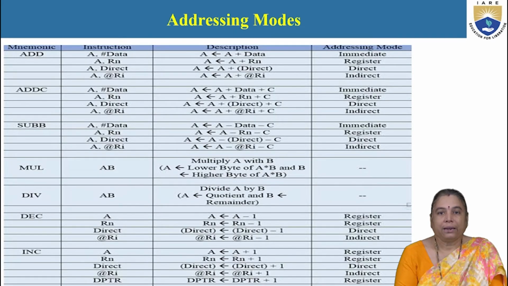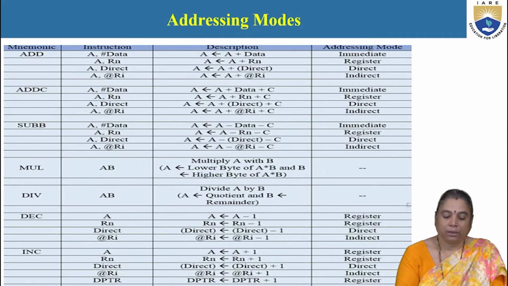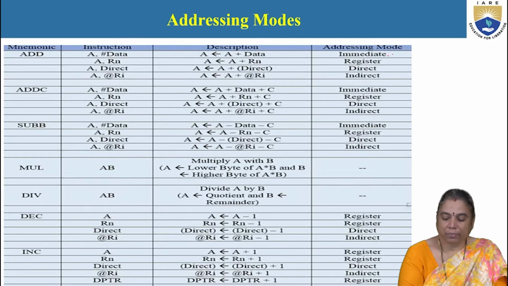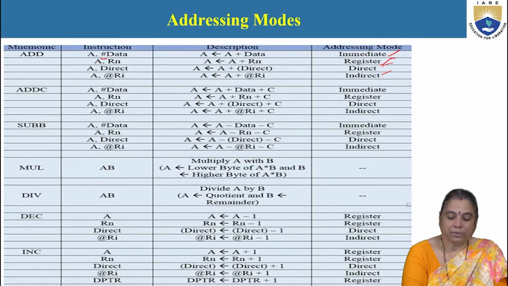By using a variety of addressing modes also, these arithmetic instructions can be specified. So here the add instruction can be applied in immediate addressing mode, register addressing mode, direct and indirect addressing mode. So in case of immediate addressing, the hash symbol is used to specify the data address.